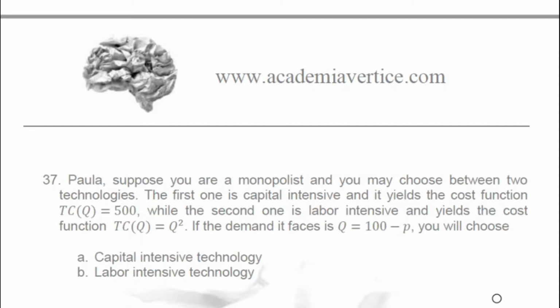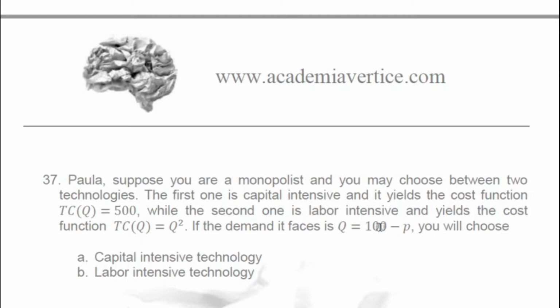37th. Paula, you are a monopolist and you may choose between two technologies. The first one is capital intensive and it yields the cost function just 500, while the second one is labor intensive and yields the cost function Q squared. If the demand you face is 100 minus P, you will choose, okay, we just have to do the exercise twice.